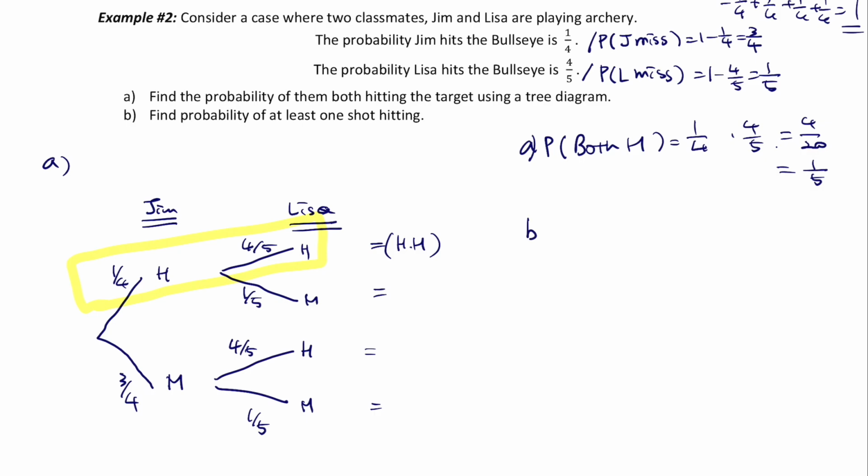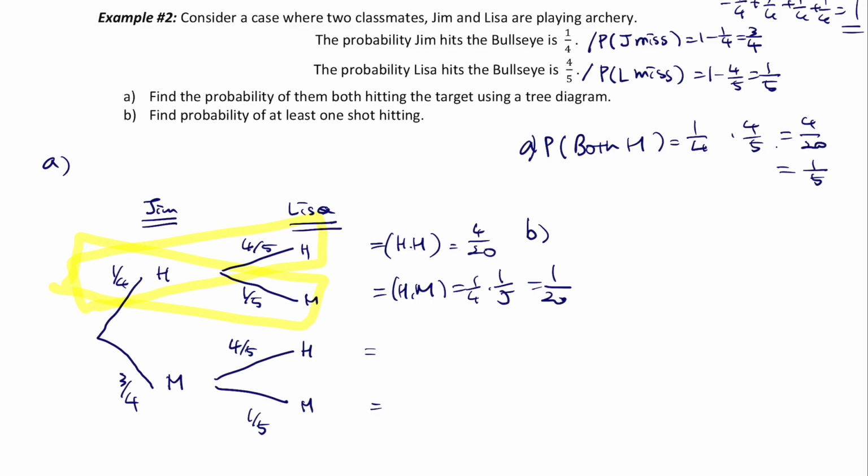Then question B, we need to find the probability of at least one shot hitting. So we know that this is the same as 4/20. Let's actually calculate all the probabilities first. Then where Jim hits the target and Lisa hits the target is the same as 1/4 times 1/5. So it's 1/20.